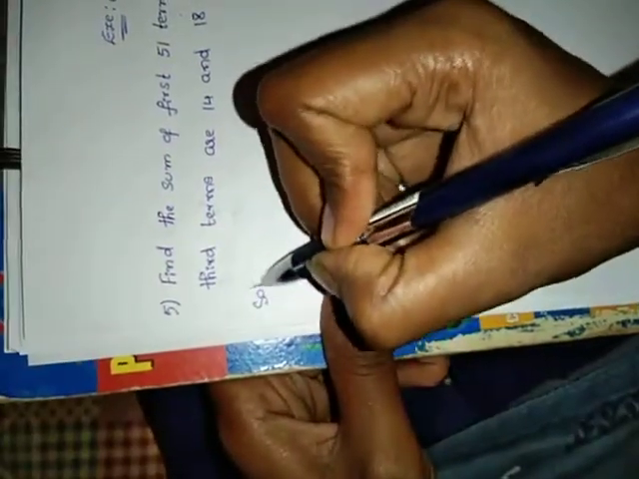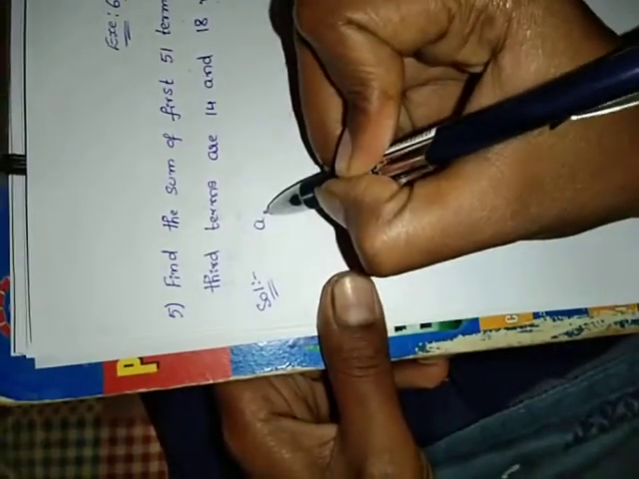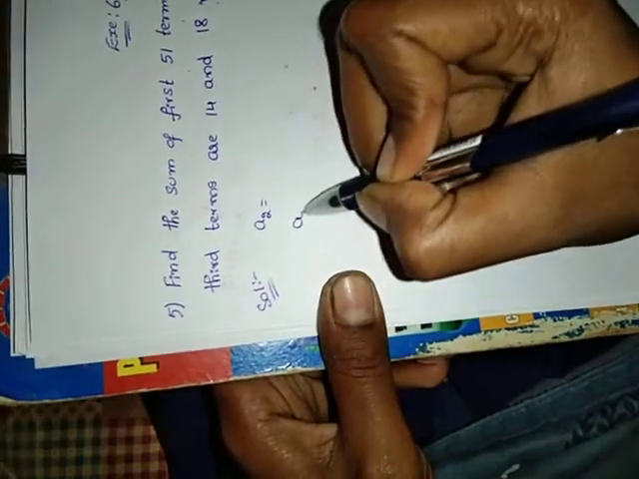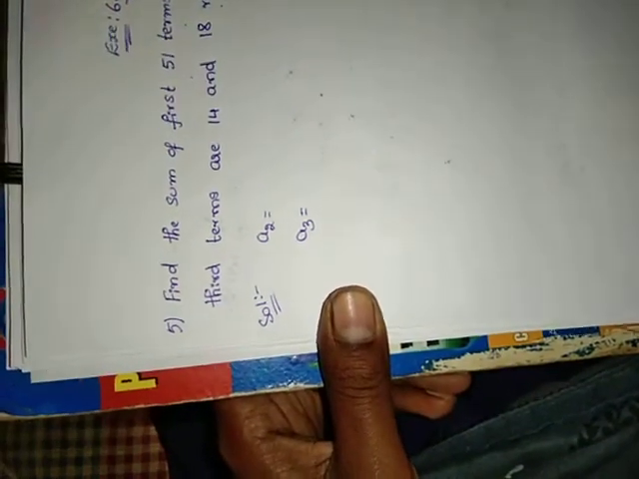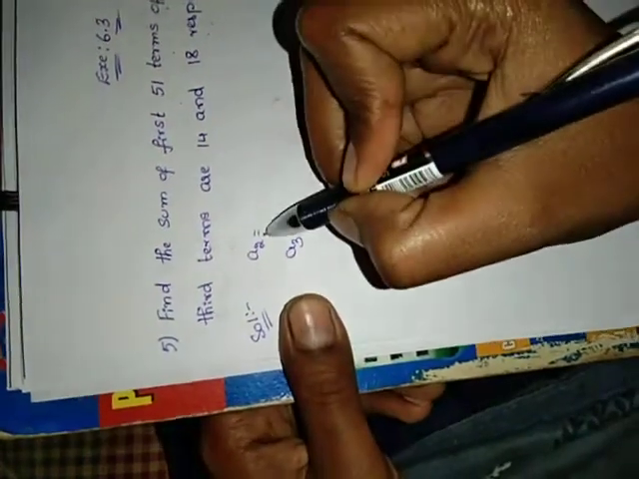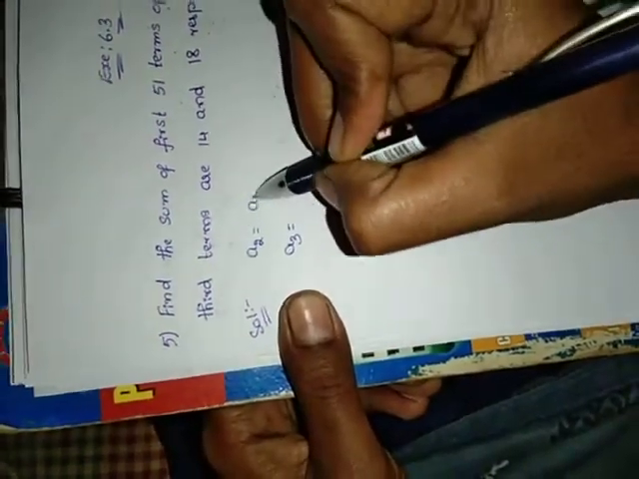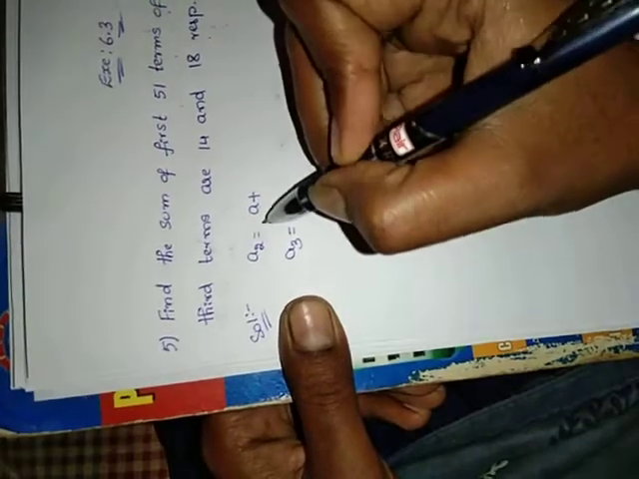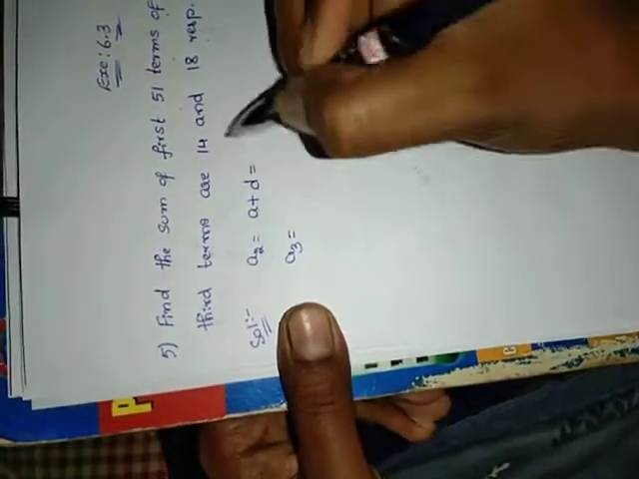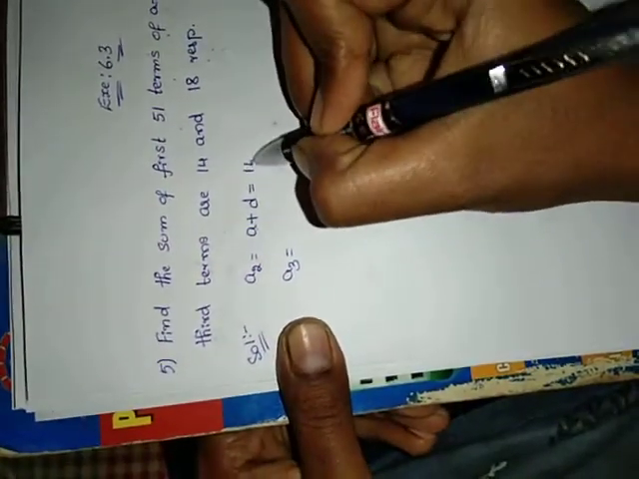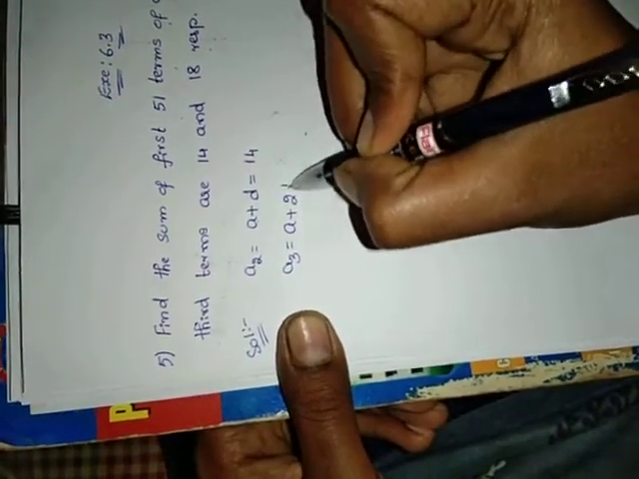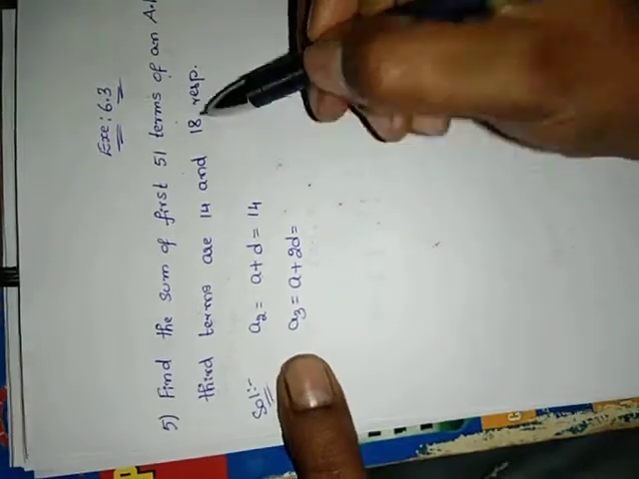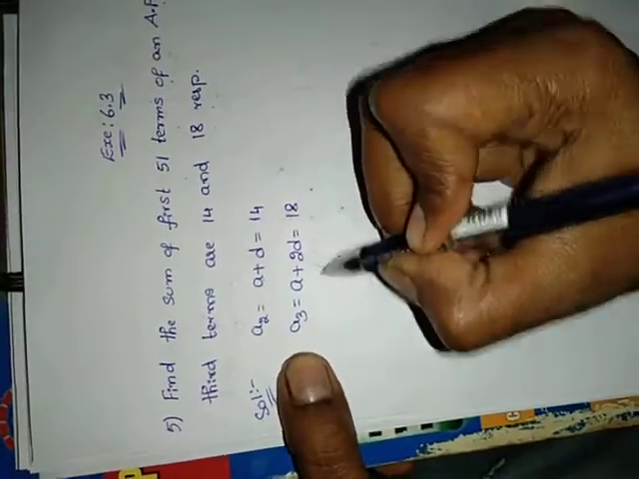What have they given, ma? Second term and third term. Second term means A2, third term means A3. How can we write this A2? A plus (n minus 1) into D, no? Normal formula. In the place of n, 2. A plus (2 minus 1) D, that is A plus D. Equals how much have they given? 14. A3: A plus (3 minus 1) D, that is A plus 2D, equals how much have they given? 18. Now solve these both.